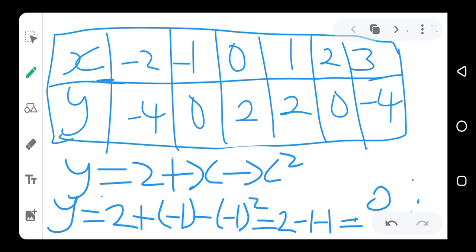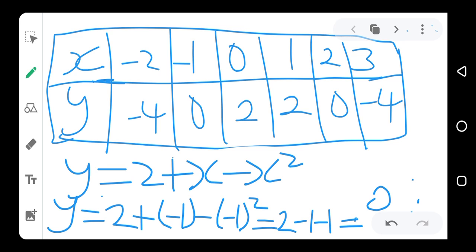Now if we solve for the other values of y, when x is equal to 0, we are going to get y as 2. When x is equal to 1, we are going to get y as 2 again, and when x is equal to 2, we are going to get y as 0, and when x is equal to 3, we are going to get y as minus 4.